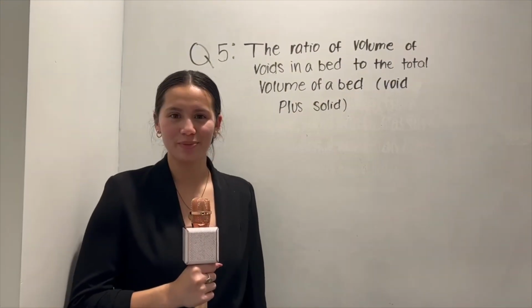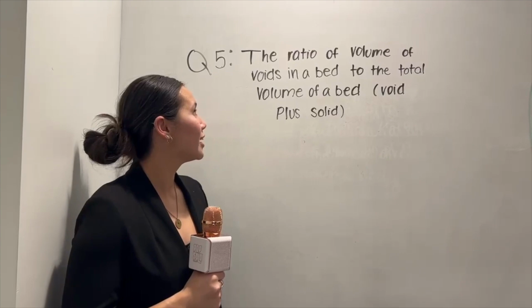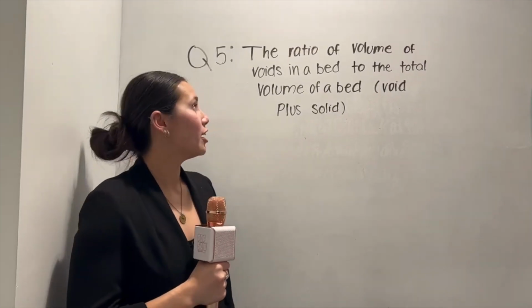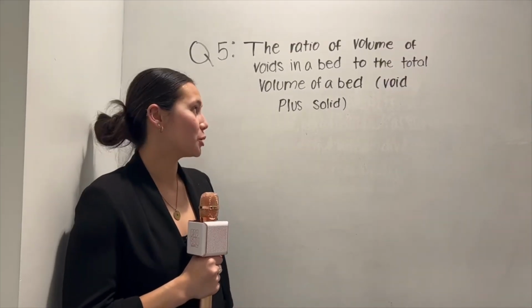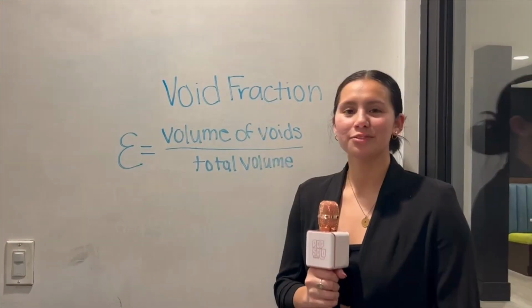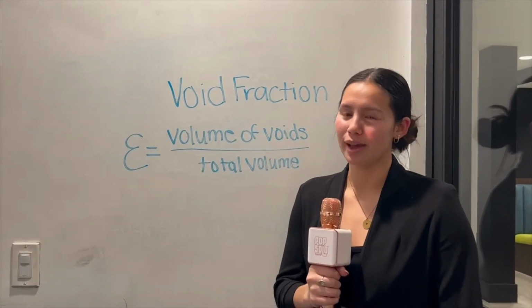Now for round 2. Question number 5. The ratio of volume of voids in a bed to the total volume of a bed is... What is void fraction? That is correct. The void fraction is represented by the symbol epsilon.